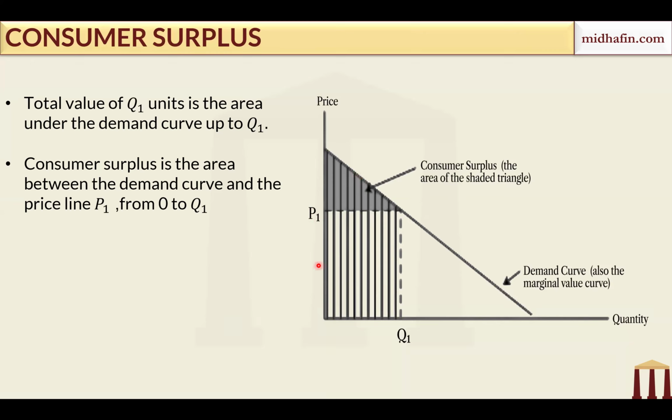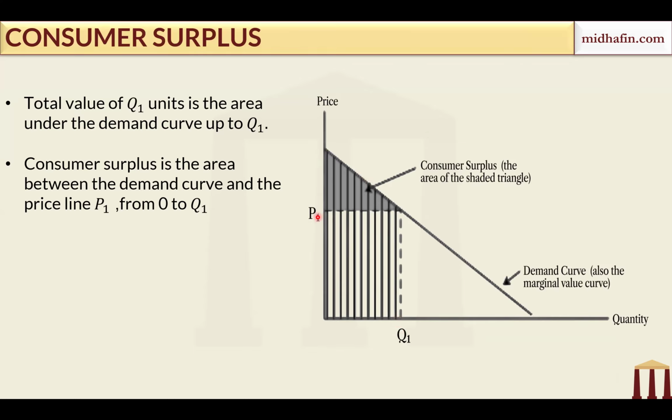But if the firm is now supplying 10 units, it does not mean that the firm can say, for the first 5 units, since you were willing to pay me more, I'll charge you something higher than P1, and then for the next 5 units, I'll charge you P1.